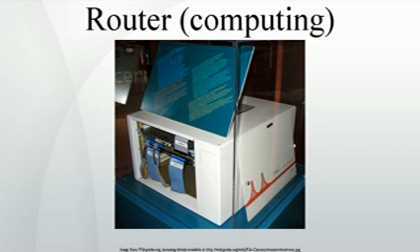Routers perform the traffic directing functions on the Internet. A data packet is typically forwarded from one router to another through the networks that constitute the internetwork until it reaches its destination node. The most familiar type of routers are home and small office routers that simply pass data, such as web pages, email, IM, and videos between the home computers and the Internet.